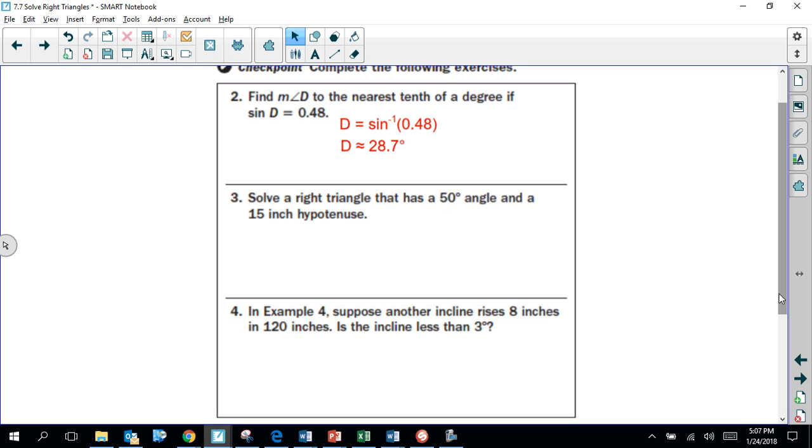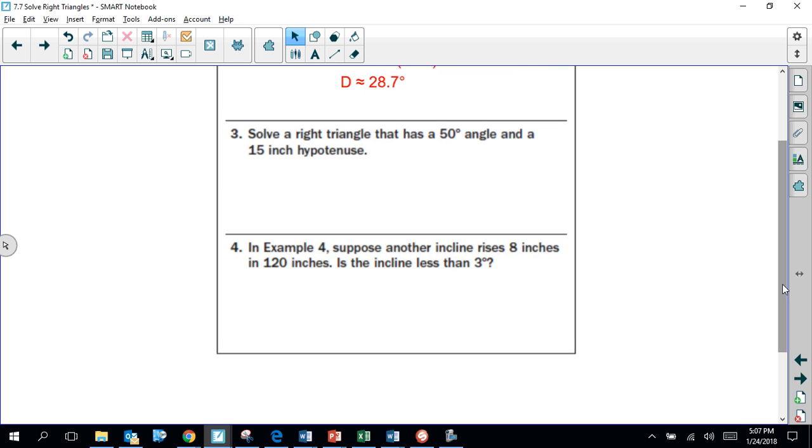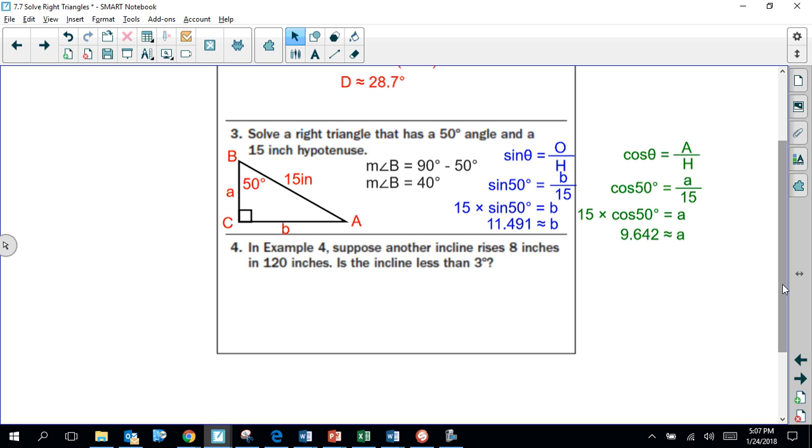Now, problem number 3 says, solve a right triangle that has an angle that's 50 degrees and a hypotenuse that's 15 inches. They didn't give me the triangle, so I'm not exactly sure where everything is. So I drew a triangle so I could see what I am looking for. I'm looking for 2 sides and 1 angle. Because they gave me one of the angles, I just subtracted it from 90 to find that the other acute angle has to be 40 degrees. So that was pretty straightforward.